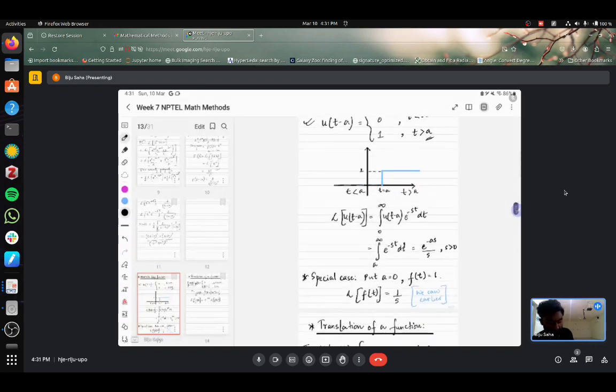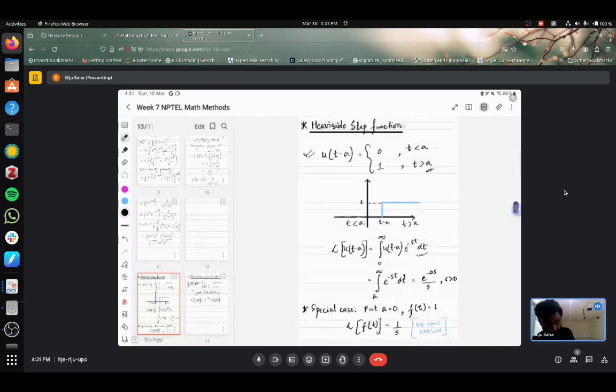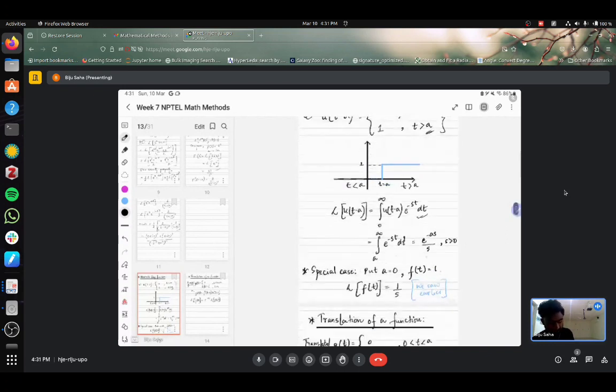Yeah, so this is also a very trivial case, that the Laplace transform of a step function is simply this. That is the usual definition. Now incorporating this particular definition of the step function, we are left with this integral. After carrying out the integral, we get the Laplace transform of a step function. So just remember this particular result.